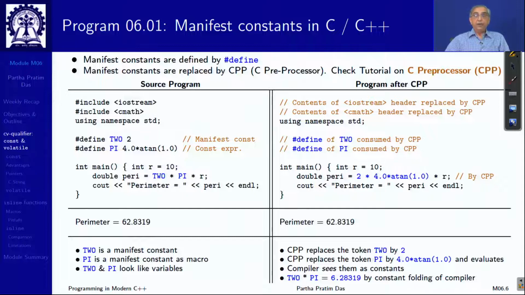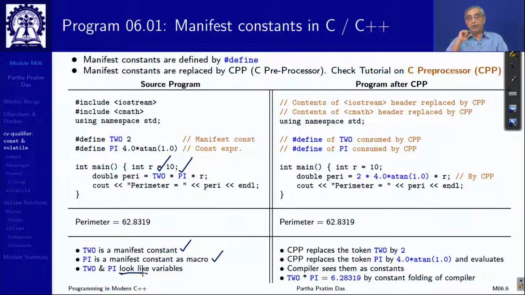we do is we use these 2 manifest constants in the expression here to find the perimeter of a circle of radius r. Right. So, this is a manifest constant, and PI is a manifest constant as well, as these are also called macros. They look like variables. They look like variables, this is important, but they are not actually variables.